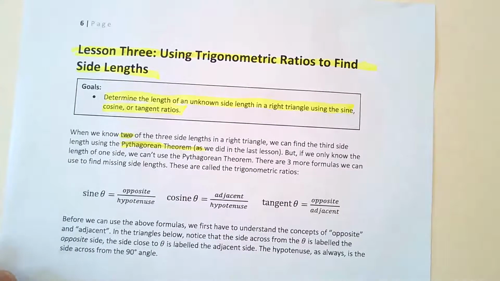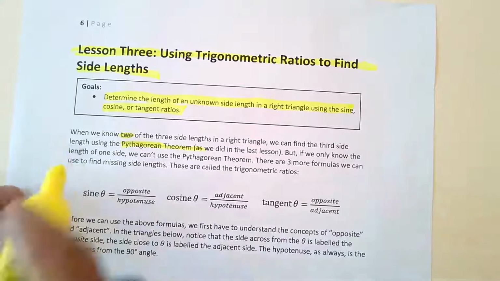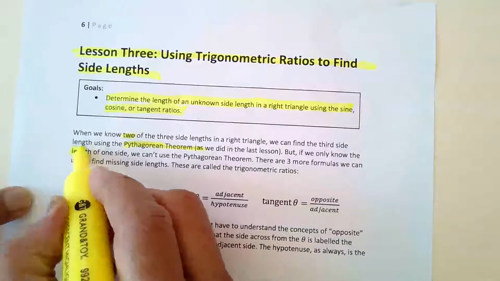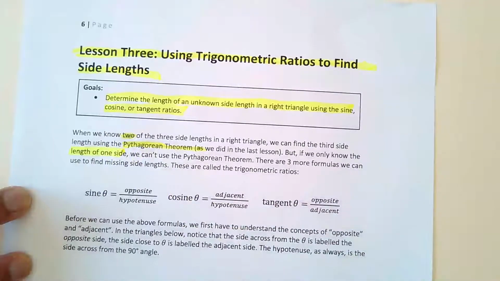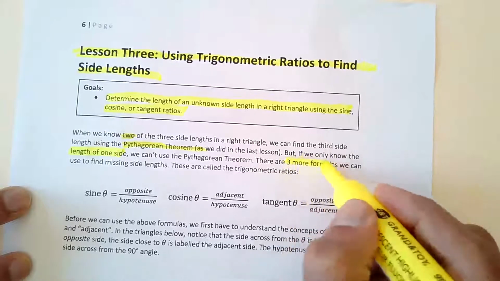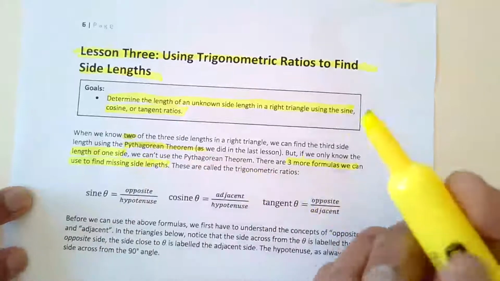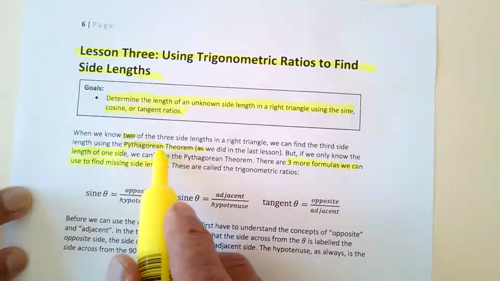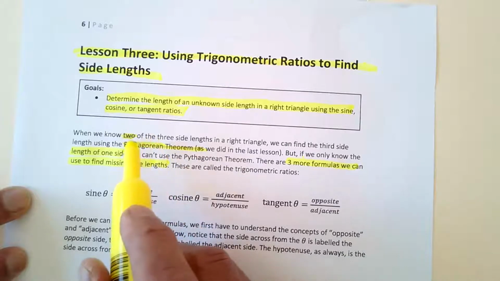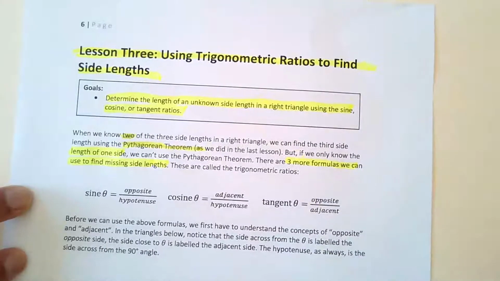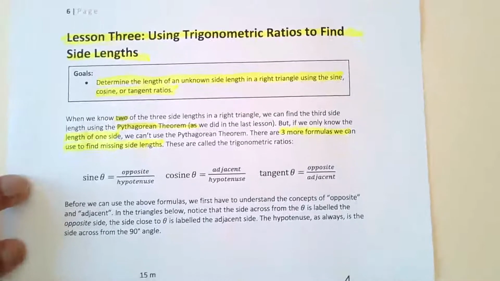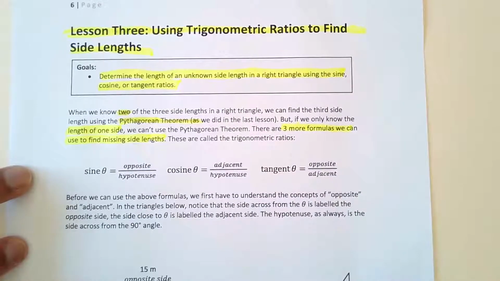Now, what happens when we only know the length of one side? Then we can't use the Pythagorean theorem. But there are three other formulas we can use to find the missing side. So to recap, with the Pythagorean theorem, we need to know two sides to find the measure of the third side length. If we don't know two sides, then we cannot use the Pythagorean theorem.